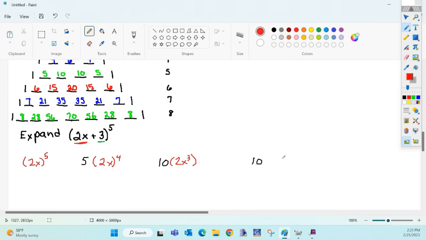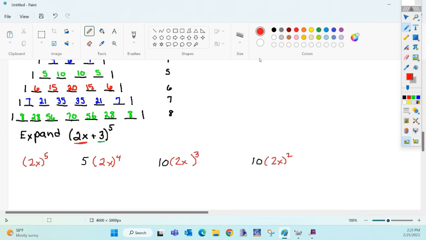Is there a reason you wrote 2x to the 3rd in the parentheses? Oops, because I made a mistake. The 3 should be on the outside. That definitely changes it, and we've got to be careful with that. It's important. So this should be 2x to the 3rd with the 3 on the outside. Thank you, Ryan.